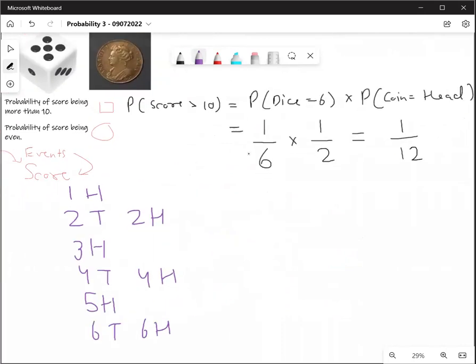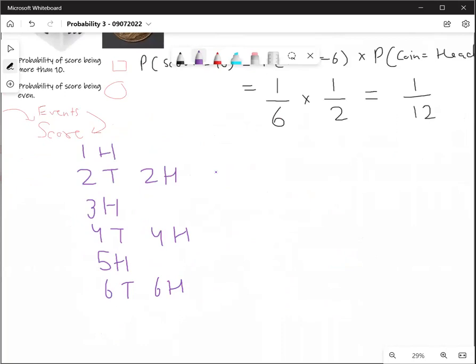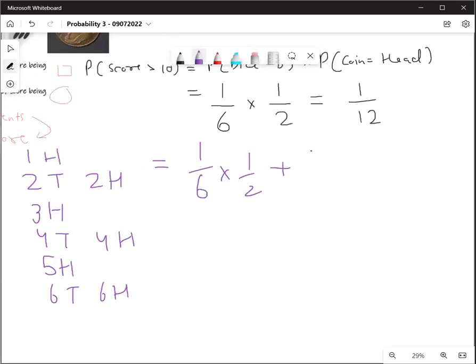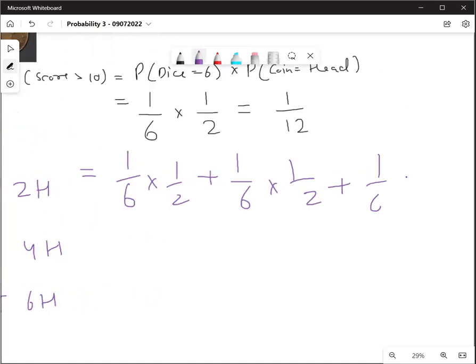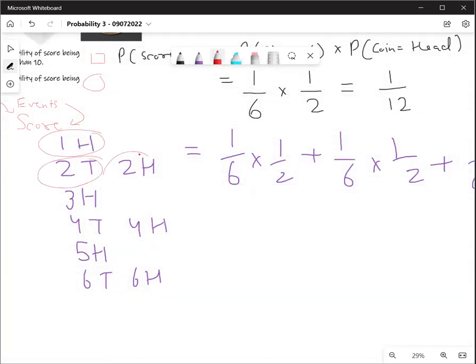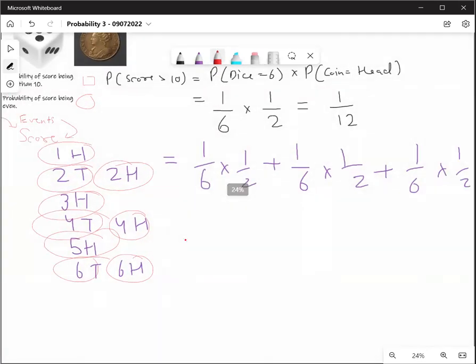Now in real life, if you had to use the other multiplication method, would it not take you a lot of time? You would have to do 1 over 6 into 1 over 2, plus 1 over 6 into 1 over 2, plus 1 over 6 into 1 over 2, and you would keep doing this. How many times? Count how many events do you have? How many events are there?